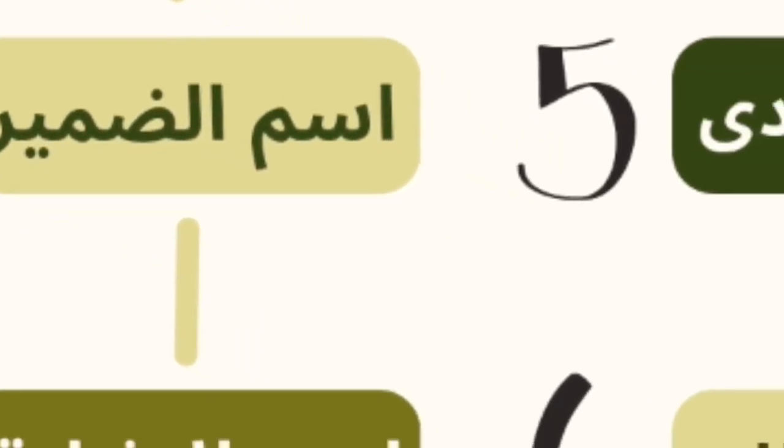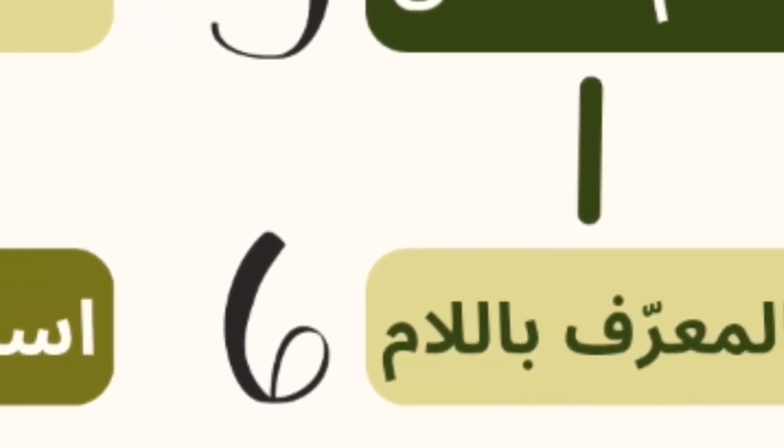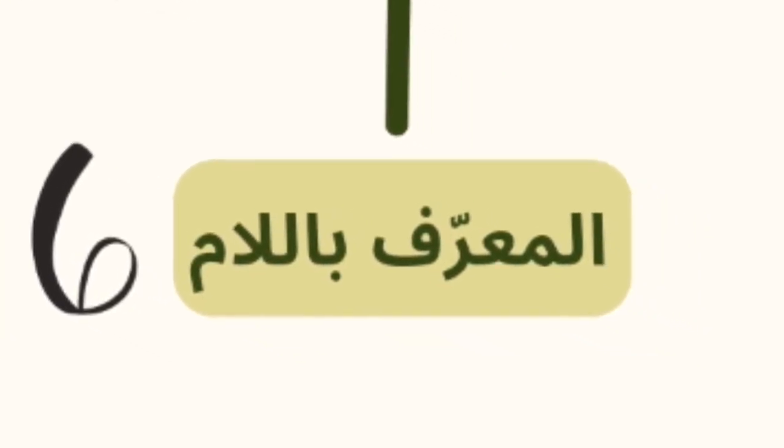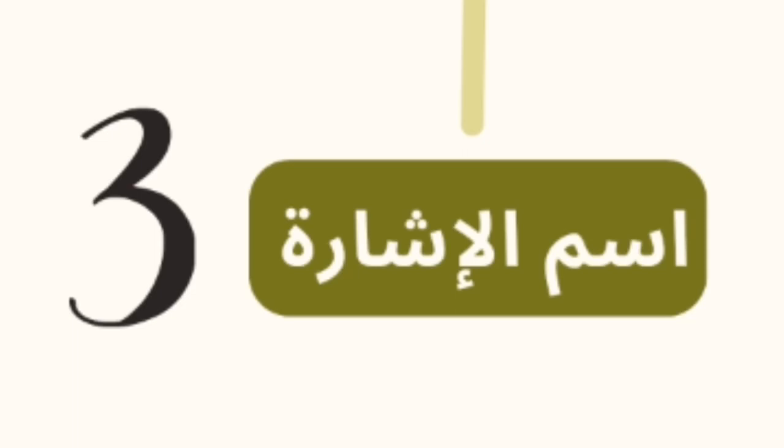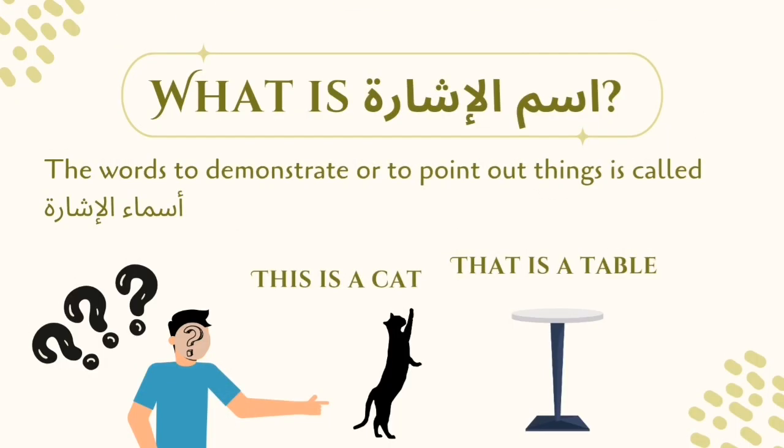And then we also studied what is Al-Mu'arraf Bil-Lam. It's a common noun prefixed with Alif Lam. That makes it definite. And today we are going to learn about Ismul Ishara. What is Ismul Ishara? The words to demonstrate or to point out things is called Asma'ul Ishara. Example, this is a cat, that is a table. So how do we say this in Arabic?